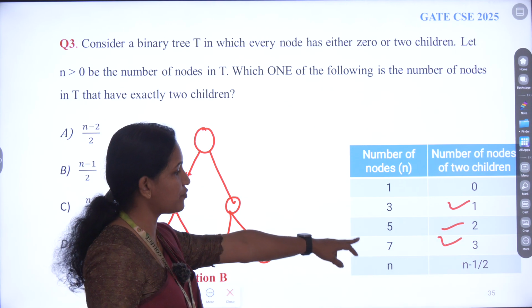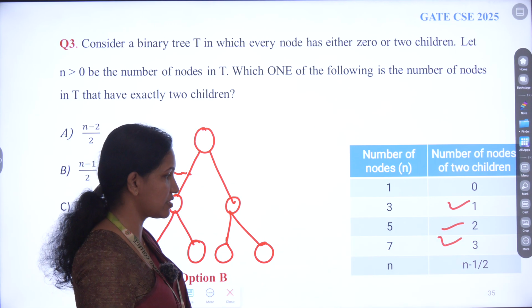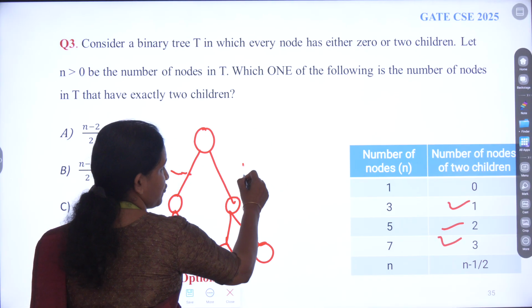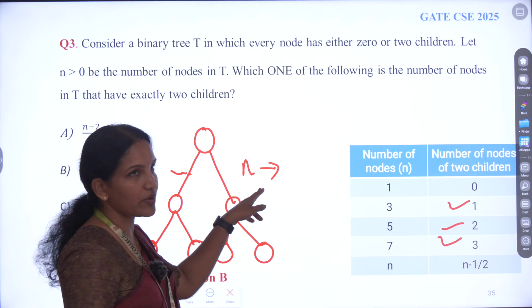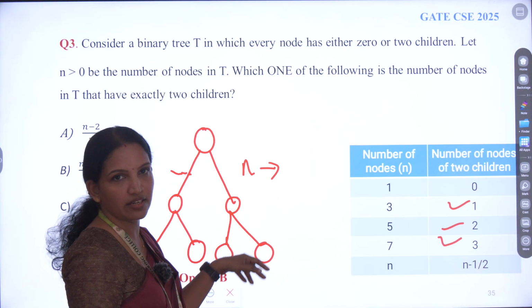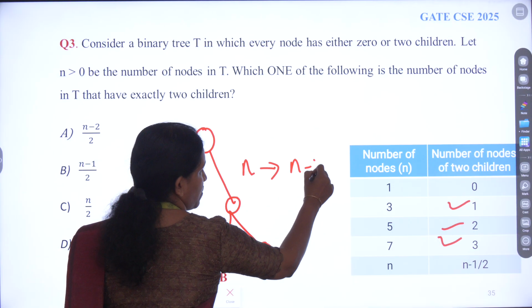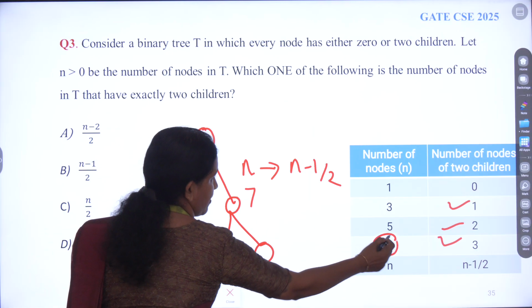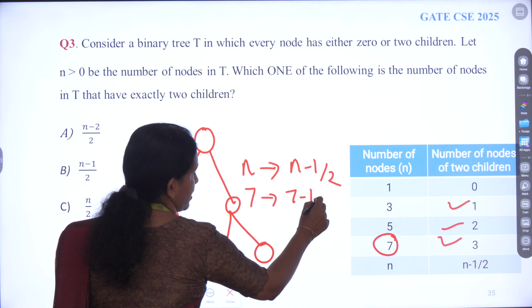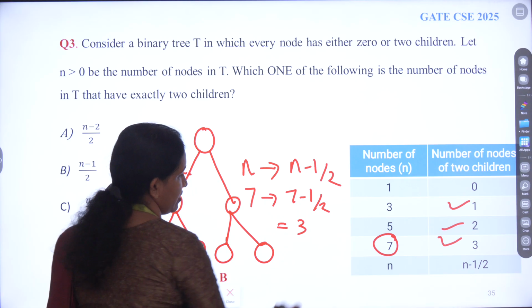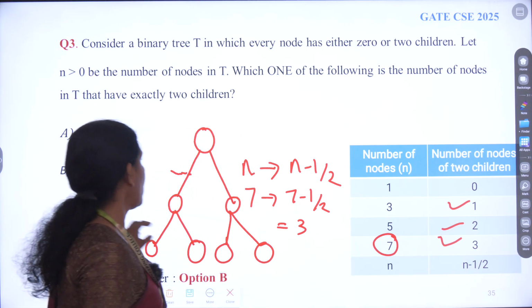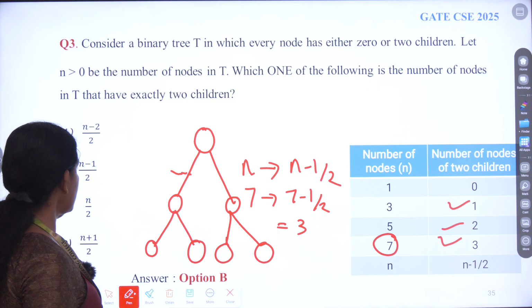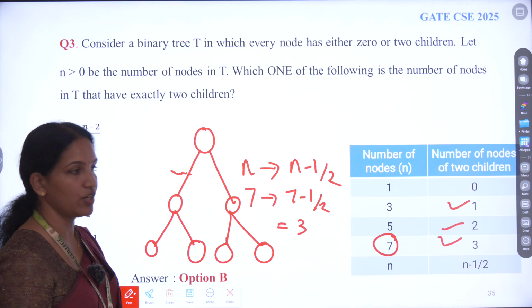So from this we can form an equation, or a relationship. If there are n nodes, the number of nodes with 2 children will be (n minus 1) divided by 2. So if n is 7, (7 minus 1) by 2 is 3. That is the correct answer. So the option is B, (n minus 1) by 2.